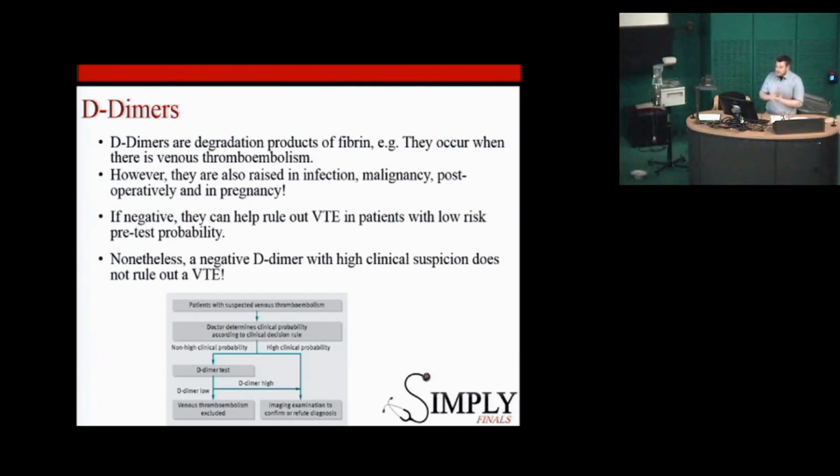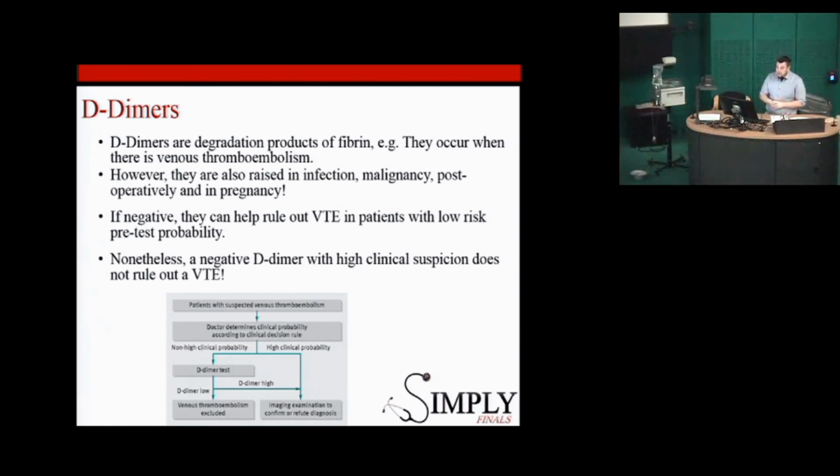What are D-dimers? D-dimers are effectively just degradation products of a clot. They're degradation products of fibrin. Obviously, an important part of the clotting cascade is plasmin and the degradation of clots, because otherwise we'd all just clot up inside and die. So breaking down of clots is important, and the D-dimer is basically a marker that clots are being broken down. They are raised in infection, malignancy, post-operatively, and in pregnancy, which complicates matters because when you're most likely to get a clot is when you're post-operative or you're pregnant. So be careful with D-dimers. Don't just routinely request them on everyone.